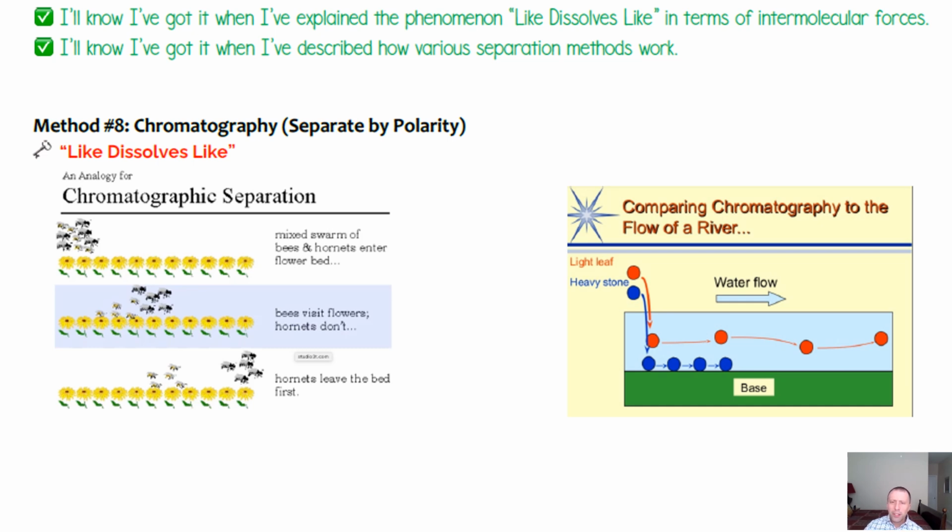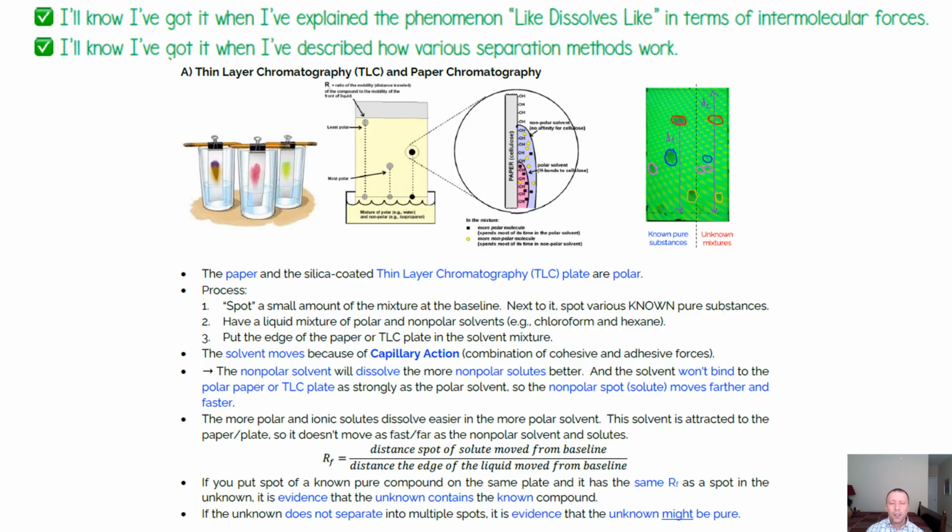Another analogy would be a flowing river. If you had leaves and heavy stones, then leaves would be carried much further and much faster down the riverbed than heavy stones would be. Eventually heavy stones would probably come down by erosion, but the leaves would definitely come down first. Chromatography uses those same principles, or the analogy will hold.